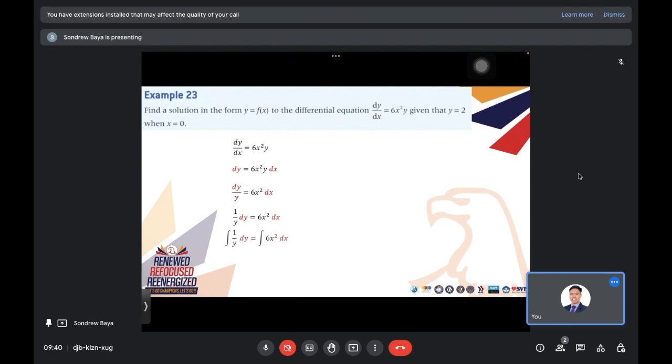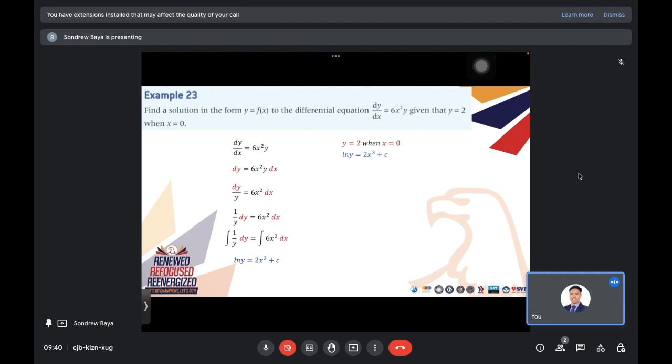All right. So when we get the integral, we now have ln y equal to 2x cubed plus c. Remember your integration rules. All right. Now, here we are given that y is equal to 2 and x equal to 0. However, before we substitute, we need to simplify this first. Else, this will be quite difficult for us.